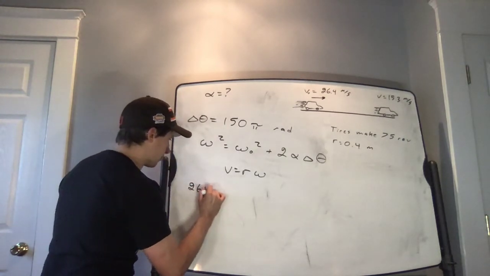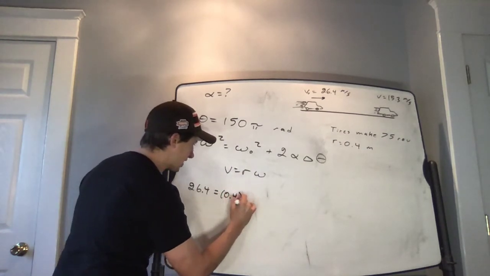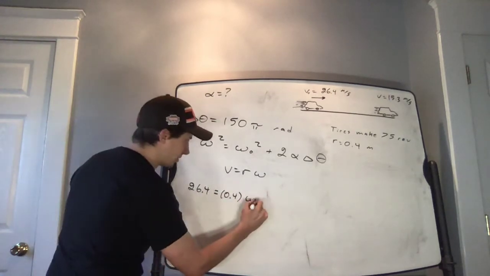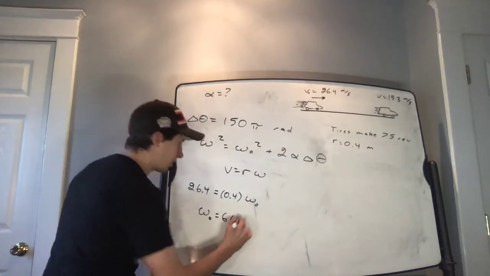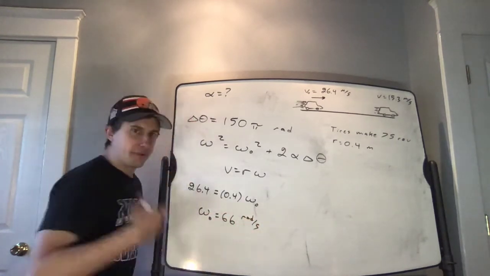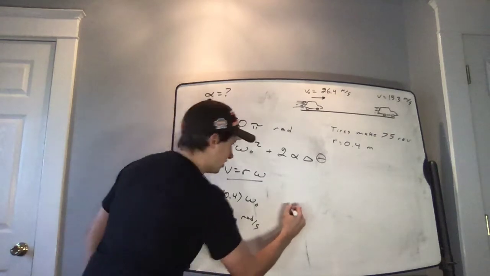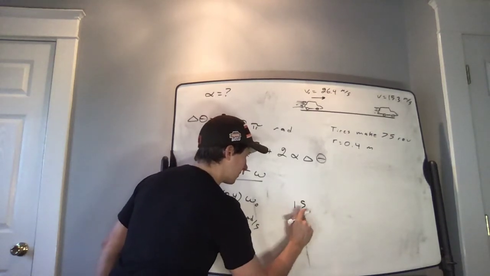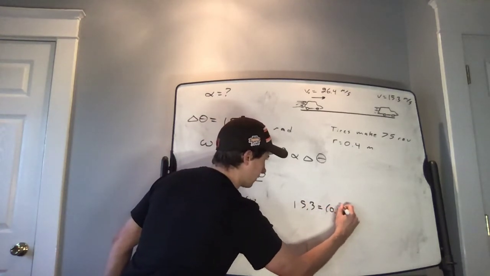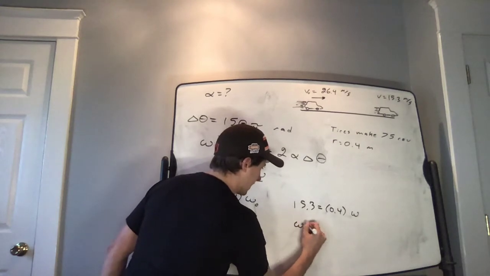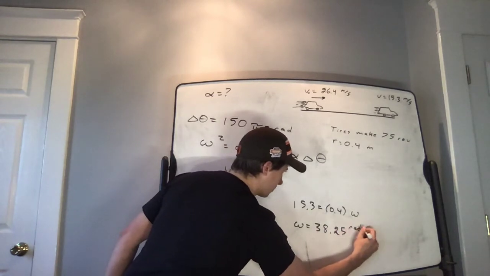So 26.4 meters per second is equal to the radius of the tire, which is 0.4 meters, times omega. Because this is V naught, this will be omega naught. And I find the initial angular velocity of the tires is 66 radians per second. And very similarly, I could say the final velocity of the car was 15.3 meters per second, which is going to be equal to the radius of the tires, 0.4, times omega final. And I put this in a calculator, I find omega final is 38.25 radians per second.